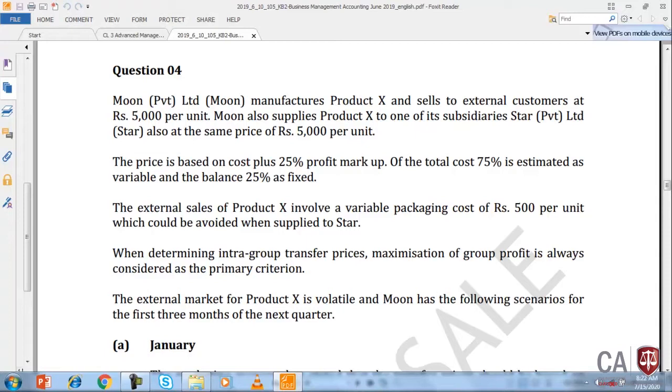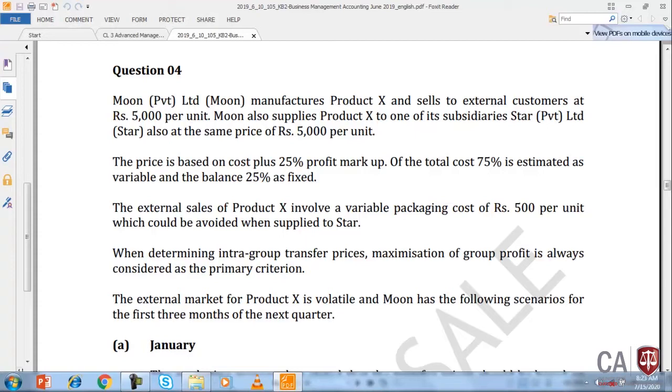The external sales of product X involve a variable packaging cost of 500 rupees per unit, which could be avoided when supplying to Star. That is true, because when we sell a product to the outside market, we need to pack it, and we have transport cost to the market to incur. Sometimes we have to design the product according to the customer requirement. Those are the additional costs, generally packaging and delivery cost.